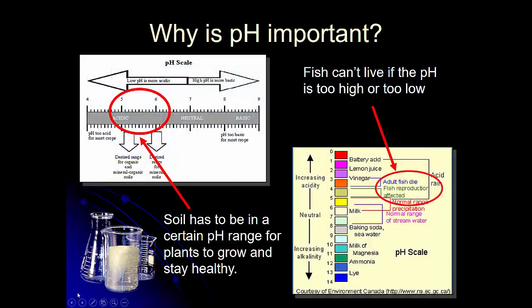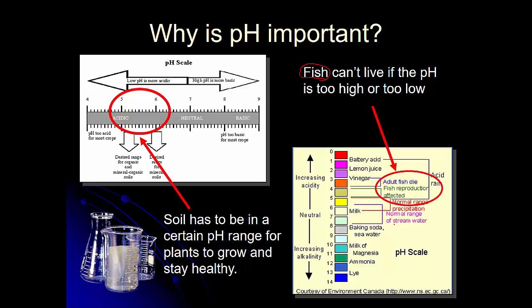So why is pH important? Well, number one, as we showed on the chart before, environmentally speaking, organisms can only live in certain pH values. Similarly, the human body has a particular pH range in which it is most healthy, and if you get out of that pH range, you can have health issues as well.